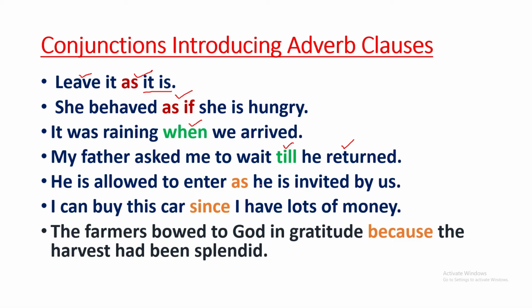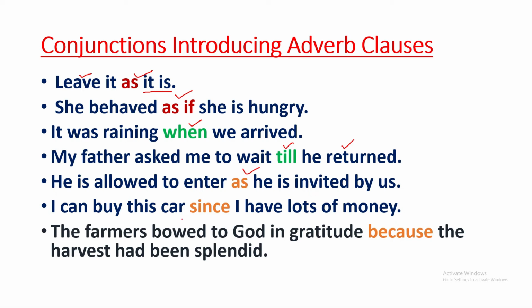He is allowed to enter as he is invited by us. Why is he allowed to enter? As he is invited by us. This is the reason. This is the cause. So as is the subordinating conjunction introducing an adverb clause of reason.